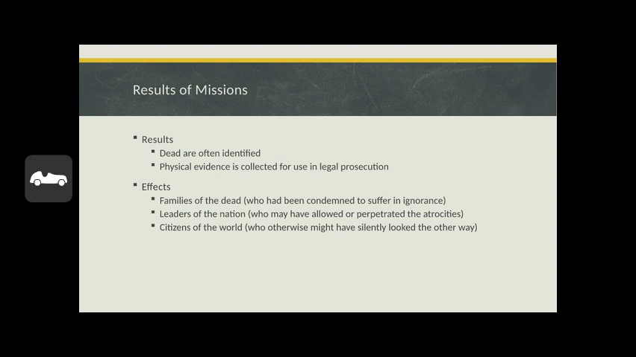The families of the dead no longer have to guess about what happened to their loved one. The leaders of the nation who may have been instrumental in carrying out these actions will receive justice. The citizens of the world will realize that these actions will not go without consequence, and we can take another step towards a more caring and unified world.